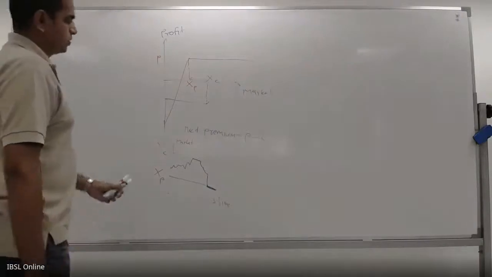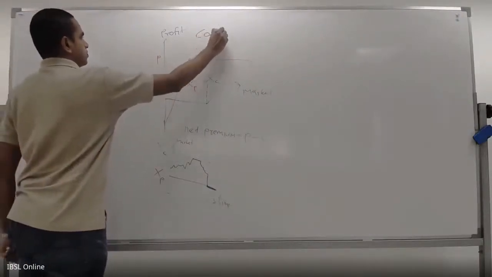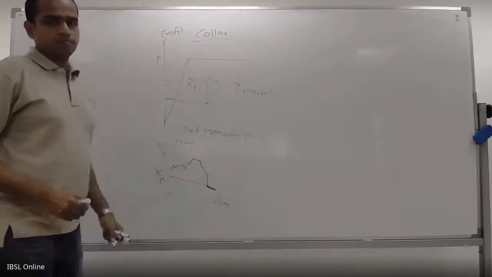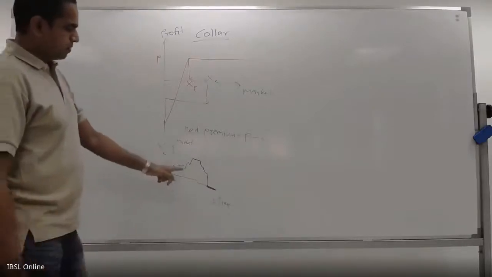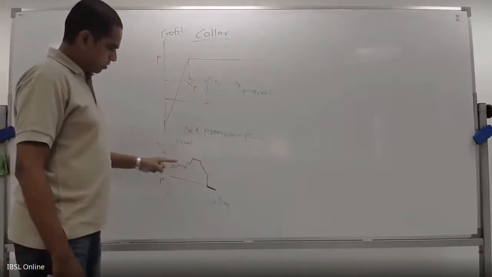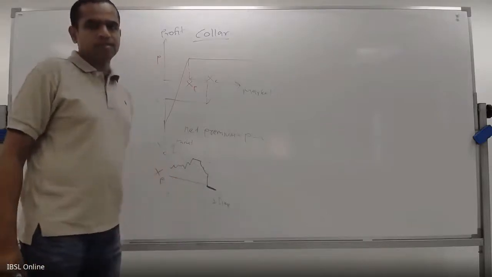This is how the collar works. If the market goes above the call option strike, call options get exercised. Market falls below put option strike, put options get exercised.